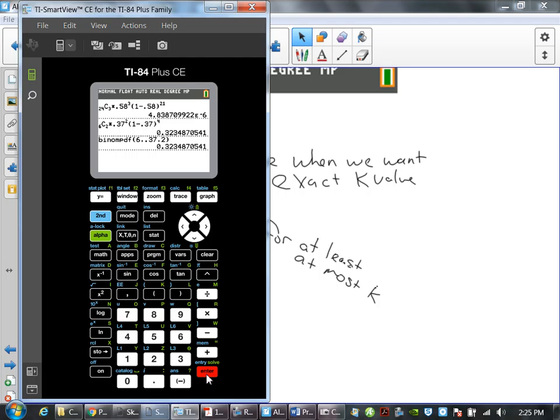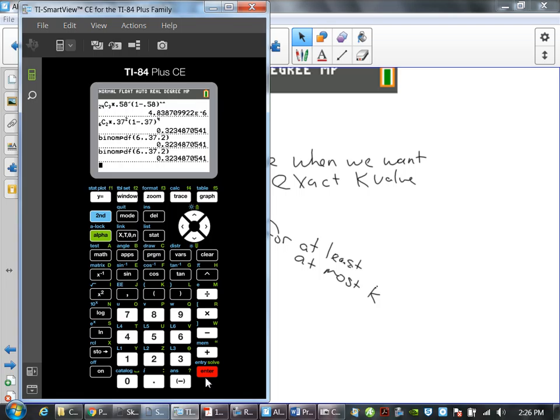Yeah. So second vars. Binom PDF. Number of trials. How many? We had 6 trials. P value was 0.37. The number exactly you want for your K value is 2. It spits it out, and there you go. All right. Okay? So when you're trying to find a value that is exact, that's what you put. That's what you press.